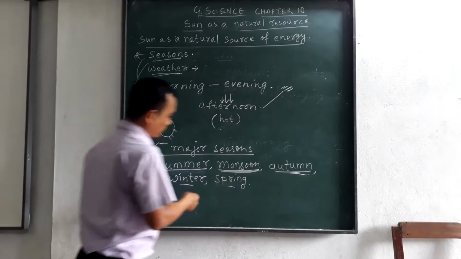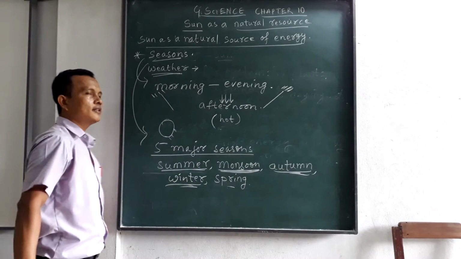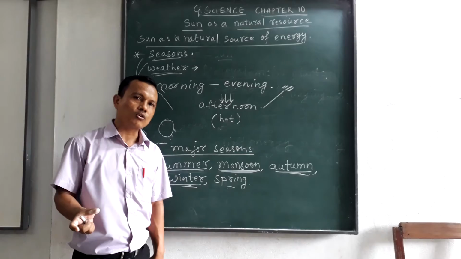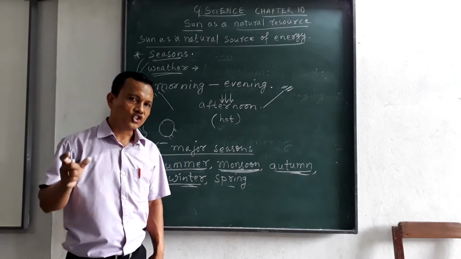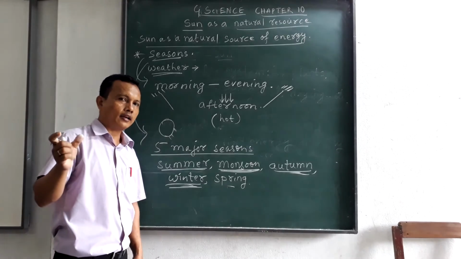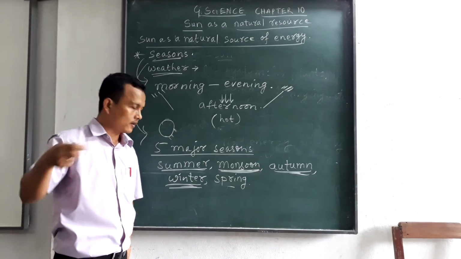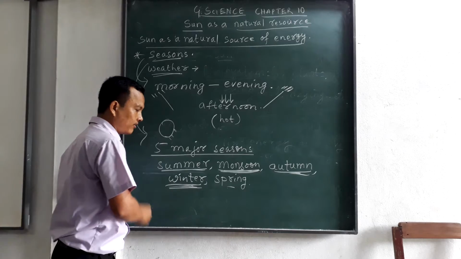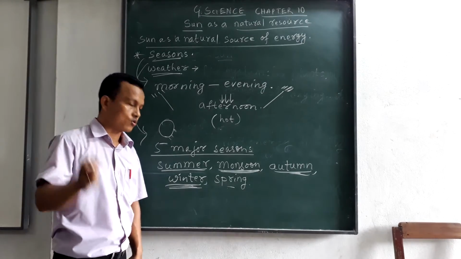So in winter, when we come back again, this is the season where it is very cold and very chill, and sometimes fog. You know fog? In the form of cloud, it falls during winter. So it is very dry and cold.